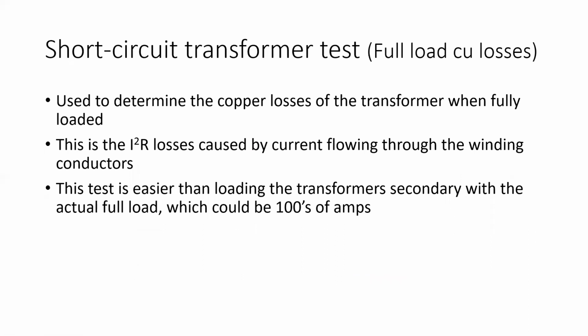A short circuit transformer test can be used to determine the copper losses of the transformer when the transformer is fully loaded. This is the I²R losses caused by the current flowing through the winding conductors of the transformer. And in doing this test, it's easier than loading the transformer secondary with the actual full load, because that could be hundreds of amps. And there are applications of load testing, but this is not what this test is for. It's to determine what the total amount of full load loss would be in the transformer.